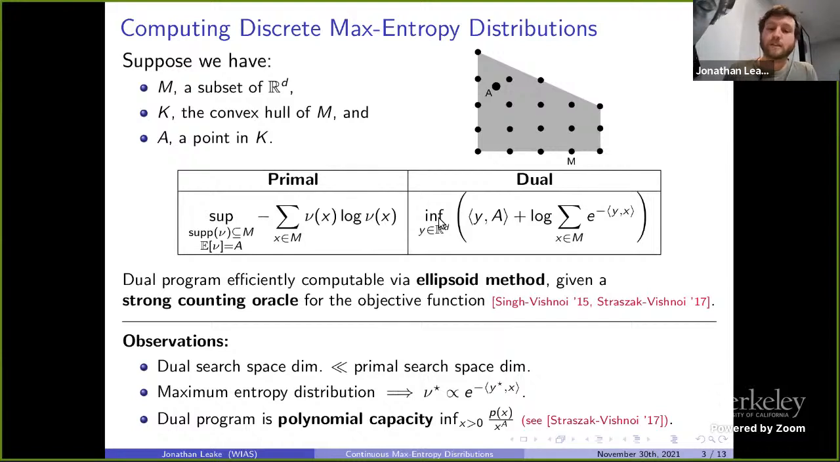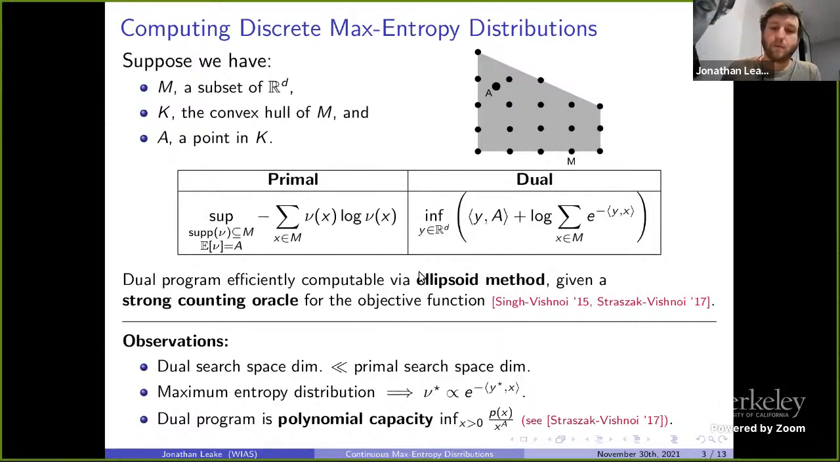Okay, and so what this primal dual pair allows you to do is to optimize something that's somehow much smaller. The search space is much smaller, and that's the first observation here. By going from primal to dual, you can shrink the search space dimension quite a bit. Okay, and so this can enable you to do things a lot more efficiently than if you just looked at this naively. The other thing that this gets you is a very special form for the maximum entropy distribution.